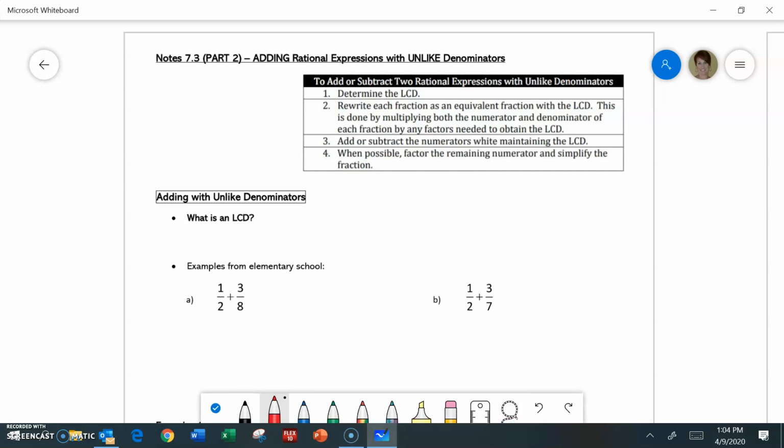First of all, I want to make sure you remind yourself that LCD stands for least common denominator. And when you are finding the least common denominator, that's how we're going to get the denominators of our two fractions to be the same. Because remember, when you add and subtract fractions, you have to have the same denominator. So a least common denominator is the smallest number that two numbers can go into.